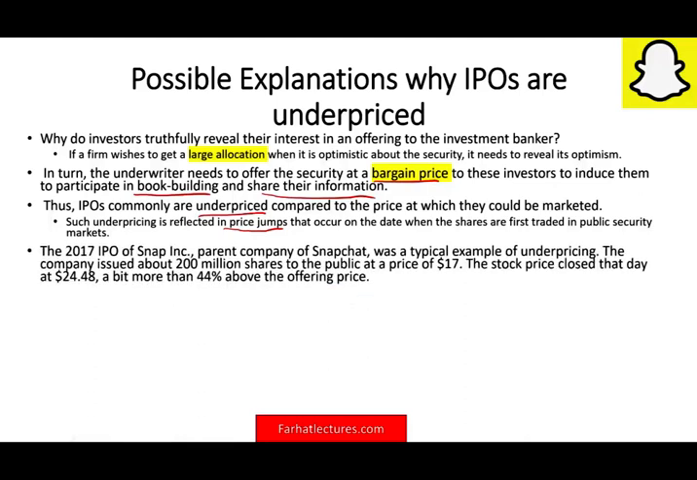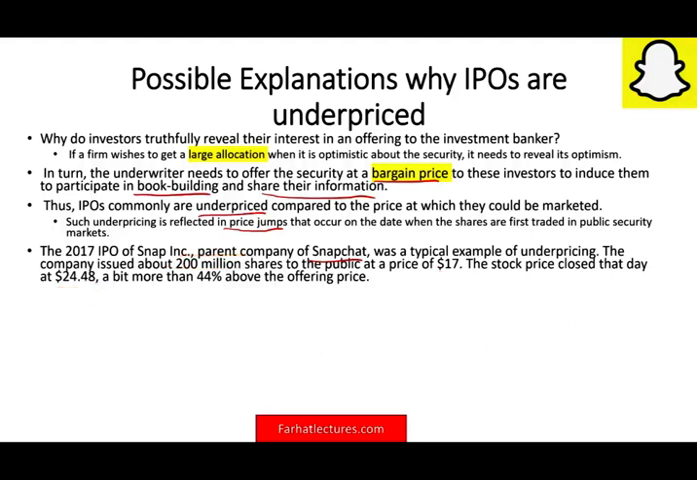In 2017, when Snap Inc., the parent company of Snapchat, went public, it was typically an example of underpricing. The company issued 200 million shares at $17. By the end of that same day, the stock was traded at $24.48, 44% more than what they thought the price should be, $17.